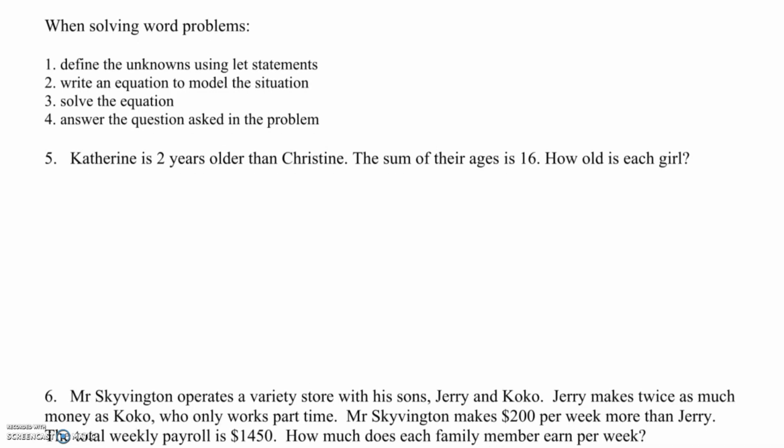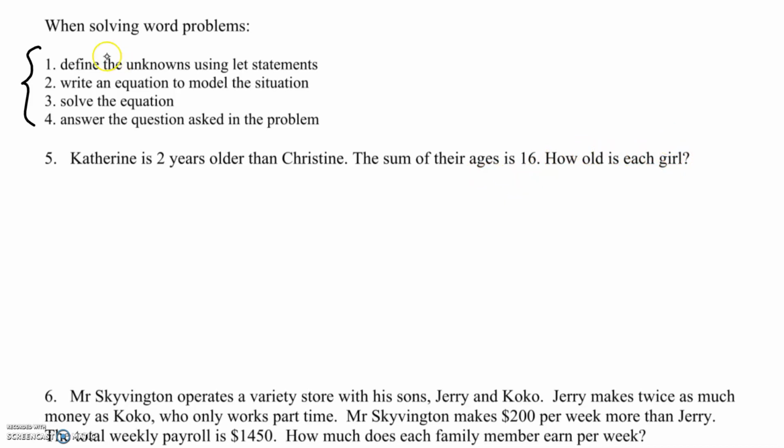When we do these problems, every word problem needs to have the following steps in the solution. So let's read the first one, and we'll go through and do the steps for each one. It says, Catherine is 2 years older than Christine. The sum of their ages is 16. How old is each girl?